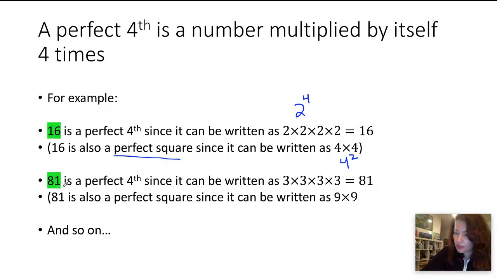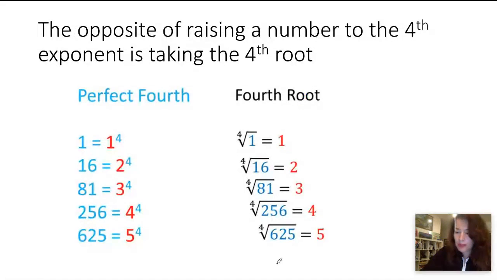And 81 is a perfect fourth, since 3 times 3 times 3 times 3 is 81. But it also is a perfect square because we can write it as 9 times 9, which is 9 squared. So we can go on with an infinite amount of examples, but I just showed 16 and 81 as perfect fourths.